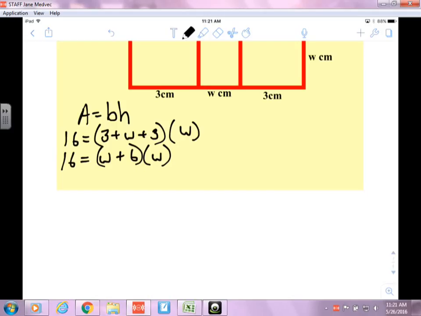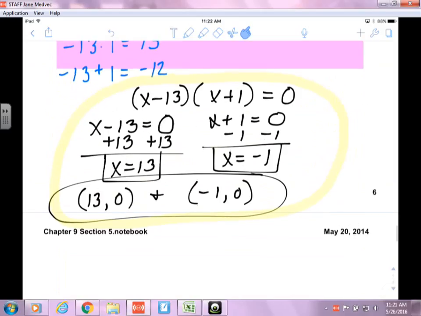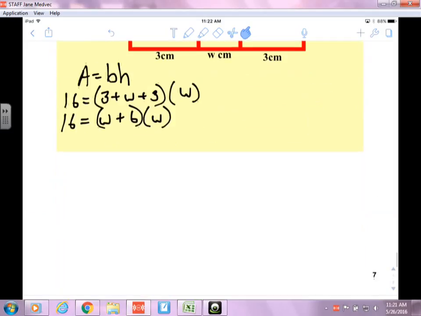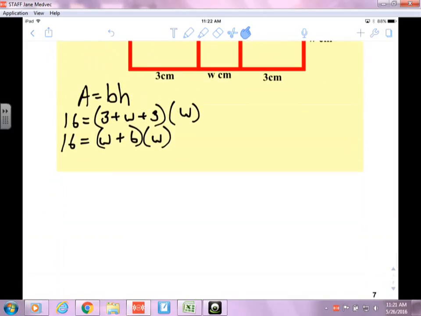What? That's okay. You said, I'm trying to follow you. Oh, I see what you're saying. What she's getting at is up above, and I can see why you thought that. Up above, do you see how I said X minus 13 equals 0, and X plus 1 equals 0? So what she's saying is, could I say that W plus 6 equals 16, and W equals 16? You can't. It only works for 0. Okay, but I can see why you thought that. That's a good thought.